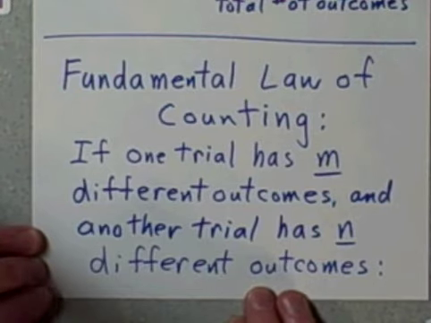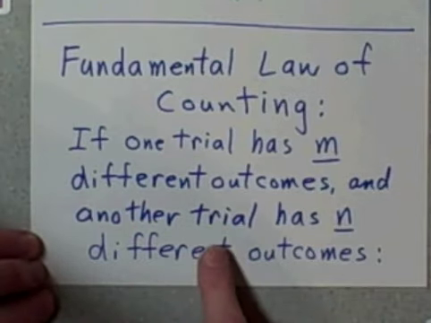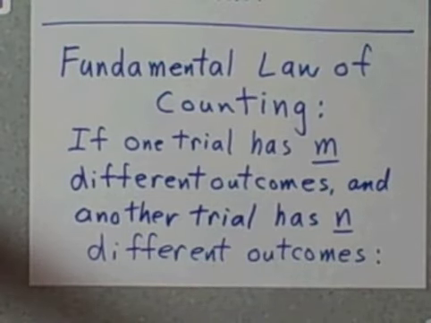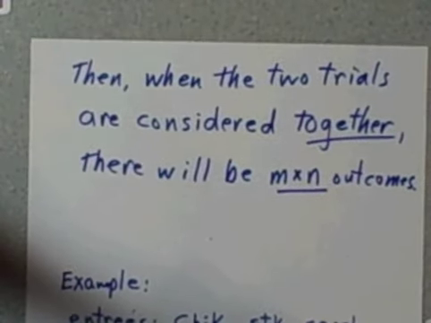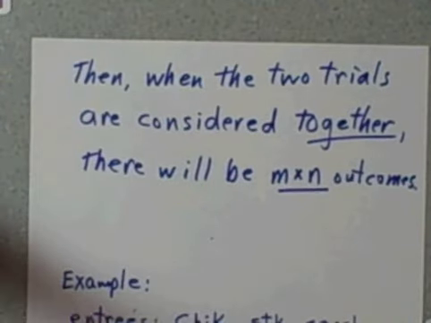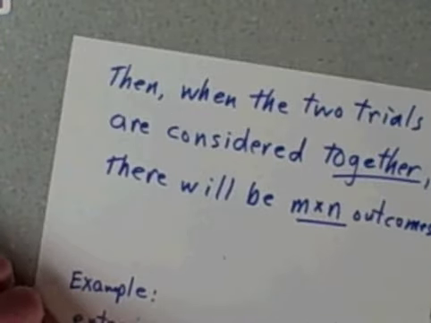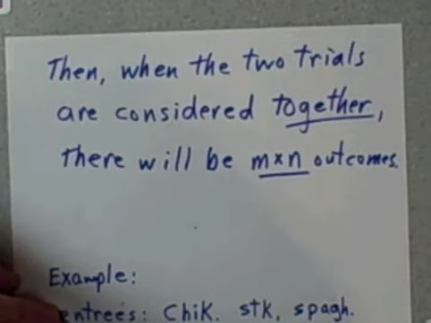Here, the fundamental law is, in terms of trials and outcomes: if one trial has m different possible outcomes, m being some integer, and another trial has n different possible outcomes, then when the two trials are considered together, there will be m times n different possible outcomes. And I think it's important that we do a real simple example of this to clarify it. The point is, we simply multiply the number of outcomes together.